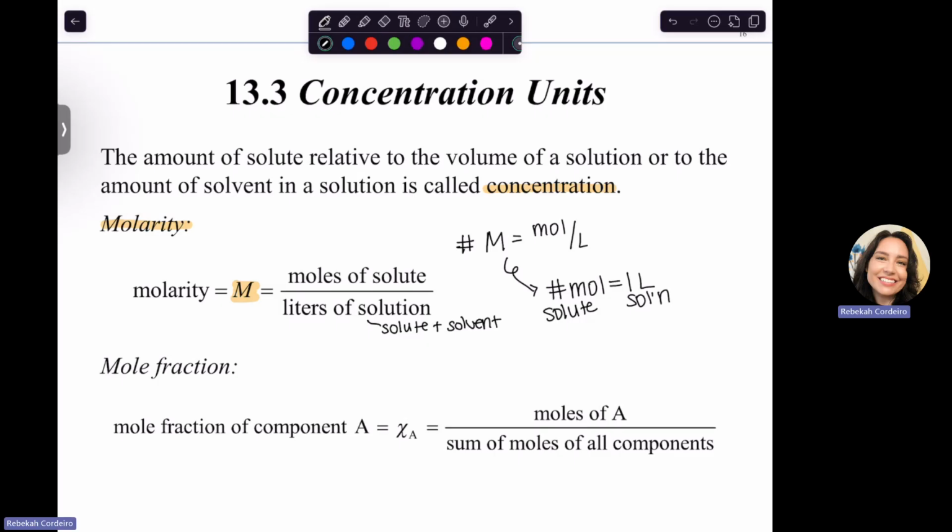Another way we can measure concentration is through a mole fraction. So a mole fraction of some part of your solution, A, would be the moles of that part over the sum of the total moles, all of the moles. What's the fraction of moles? A fraction is a part over a whole. So a mole fraction is the moles of the part over the moles of the whole thing, total moles.